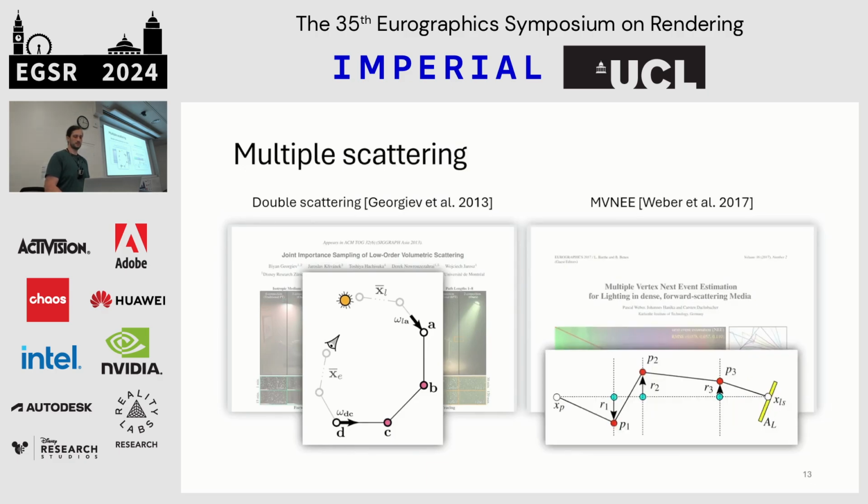And there's multiple vertex next event estimation by Weber and colleagues. This works for any number of vertices, but it doesn't account for the correlation between all the vertices. So it won't work as well for longer paths, as we will see later on. And both of these works also suffer from approximating the phase function.